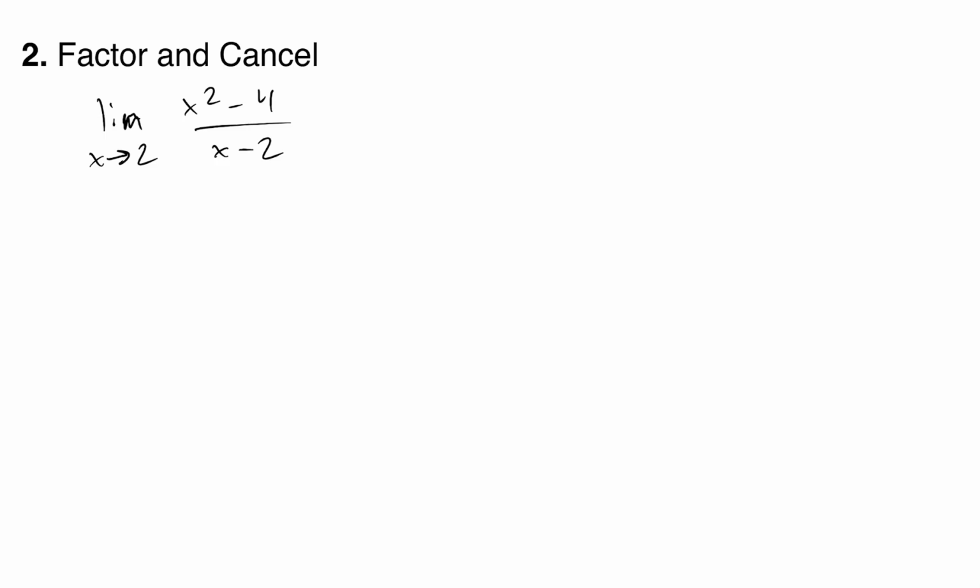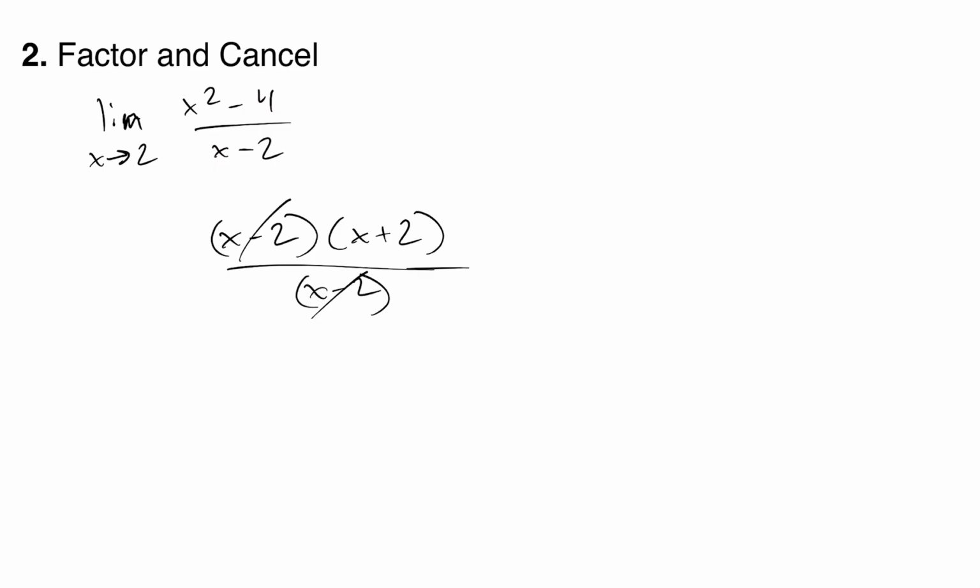So what we're going to do is factor the numerator, and that's going to give us x minus 2 and x plus 2, and then on the bottom we already have x minus 2. The x minus 2's are going to cancel, and we're going to be left with x plus 2. Now we can just sub in 2 for x, and our limit is going to be equal to 4, since we're given a real number value.